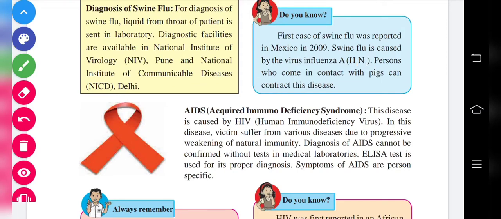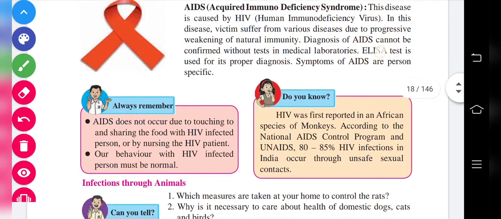Next is precaution against unsafe sexual contact, which is an important mode of transmission of HIV. Avoiding unsafe sexual contact is very important for the prevention of the disease. Always remember that.